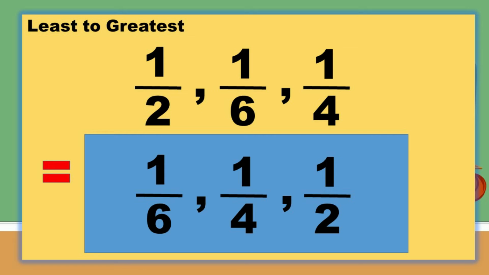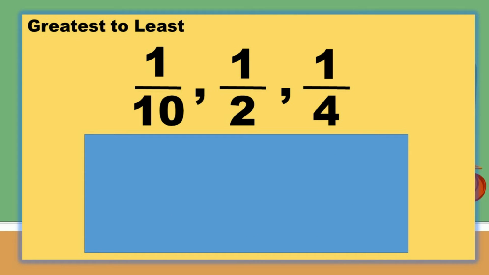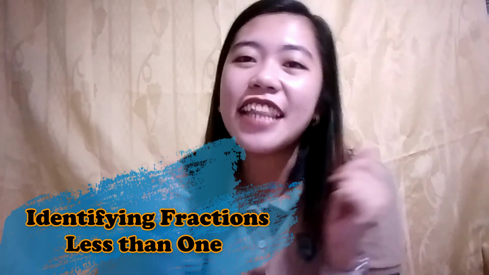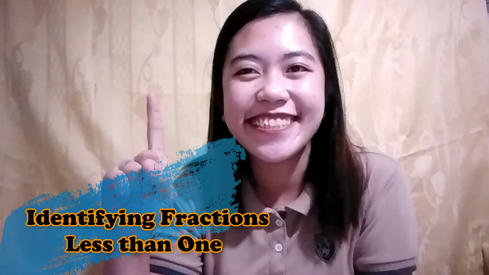For greatest to least, we have 1/10, 1/2, and 1/4. The correct answer is 1/2, 1/4, and 1/10. And now, we will discuss about identifying fractions less than 1.